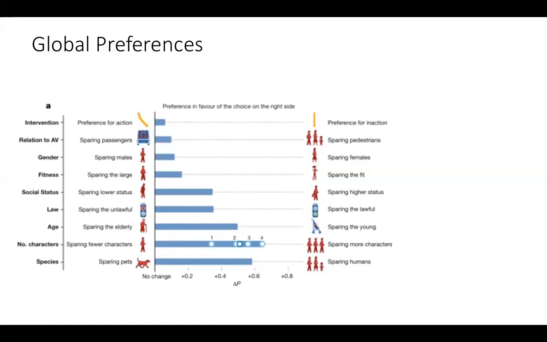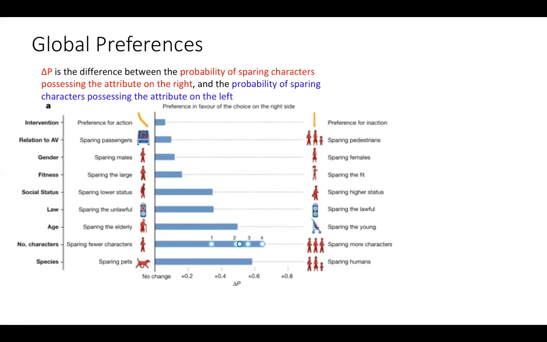Now, preference is always in favor of the choice on the right side. So what does it mean? It means when we define delta P.